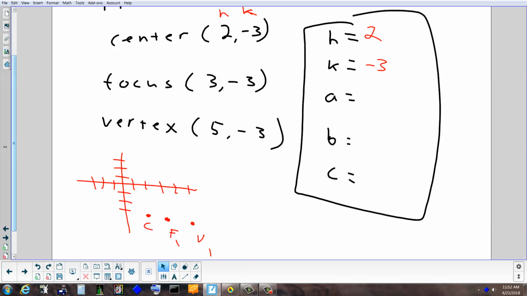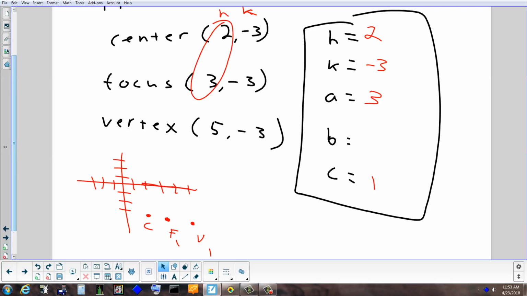So let's start with the distance between the center and the vertex. How far apart are the center and the vertex? 3 units. There's your center, there's your vertex. 1, 2, 3 units. All right. A is 3. C, the distance from the center to the focus. How far apart is the center and the focus? 1 unit apart. Just look at those numbers, 1 unit apart.